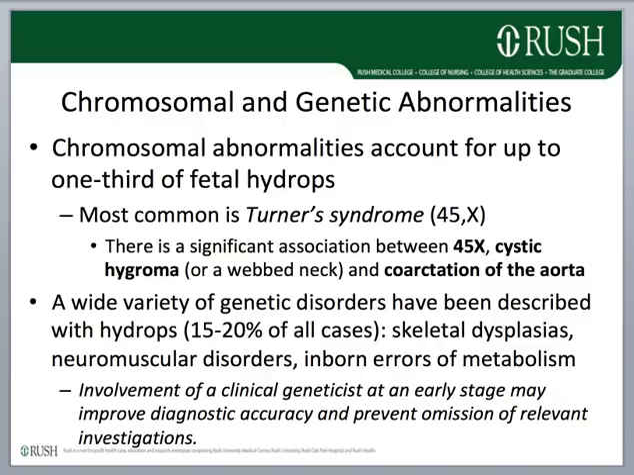In addition to a strong association with chromosomal abnormalities, a significant proportion of fetuses with non-immune hydrops will have an underlying genetic disorder. Skeletal dysplasias, neuromuscular disorders, and inborn errors of metabolism are the most common genetic causes that have been described with hydrops, but a wide variety of other disorders have been documented in isolated case reports but have a low prevalence. Identifying the underlying etiology is important not only with respect to treatment options, but also when considering the risk of recurrence in future pregnancies.